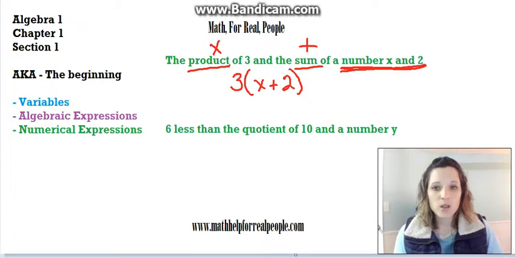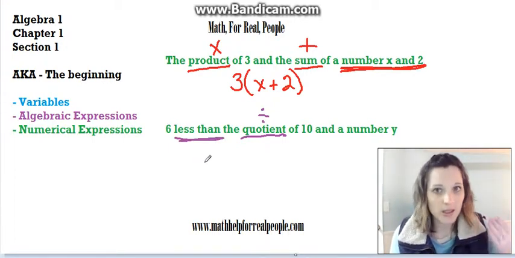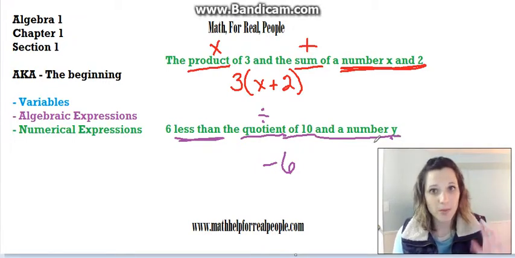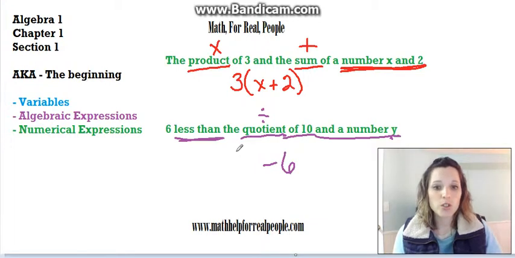Then we look at the next one, and it says 6 less than the quotient. Quotient means the answer to a division. So less than means that you are going to be subtracting. Now that's pretty logical. You have less, 6 less than the quotient of 10 and a number y. So quotient means division, so 10 and a number y. Separate your phrase and think about it step by step. Always break it down. So quotient, so you have 10 and the number y.